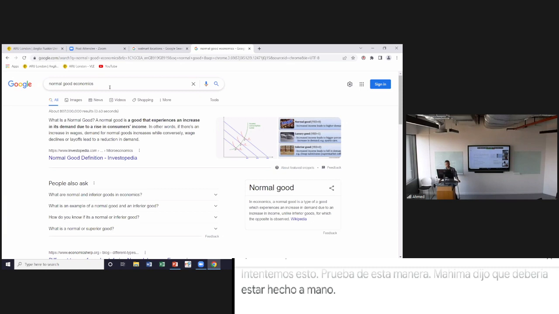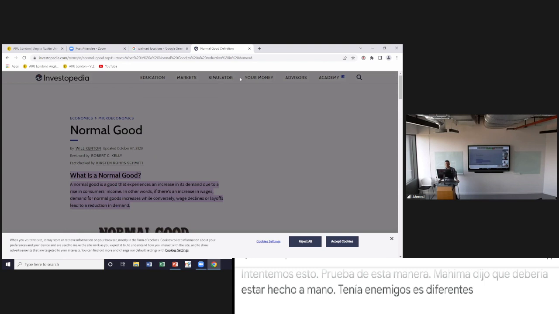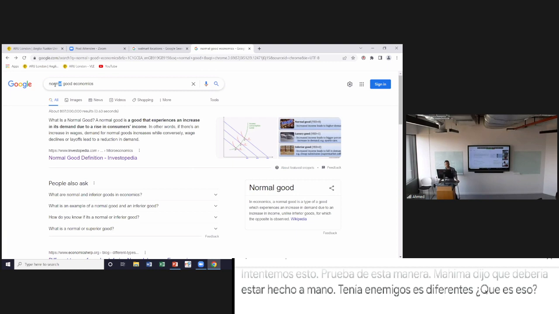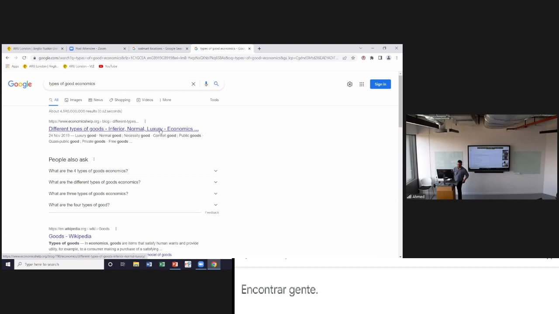The other term that he uses is given goods. What is that? Okay, luxury. You want luxury goods. That's right. Luxury goods. That's a name. You're going to find other names, okay? So it's inferior good, normal good, or luxury good.